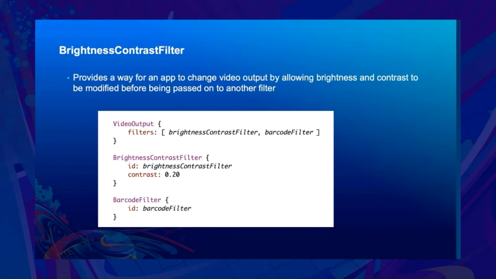We have added a new component called Brightness Contrast Filter in the AppFramework Video Filters plugin. This new API provides a way for an app to change video output by allowing brightness and contrast to be modified before passing it on to another filter. When used in conjunction with another video filter, it can result in improving the image processing in that video filter. For example, when used with barcode video filter, it can improve the scanning of barcodes.